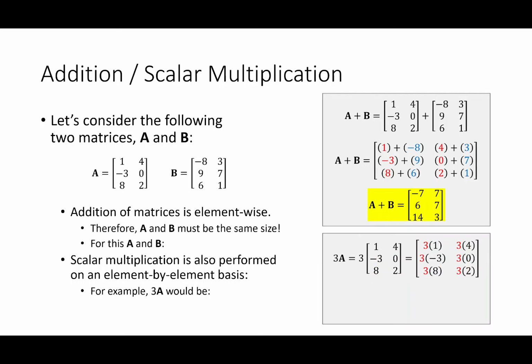So if I wanted to do 3 times A, I would just say 3, 12, -9, 0, 24, 6. Just do that. Just each term times the number, okay? I'm hoping this is simple, right? Everybody okay with this? Okay.